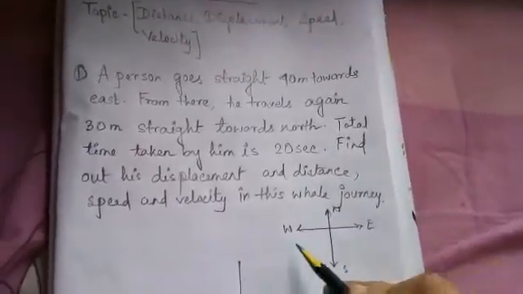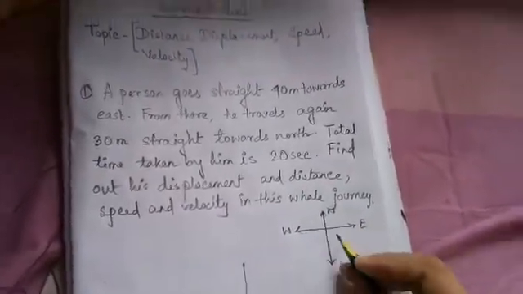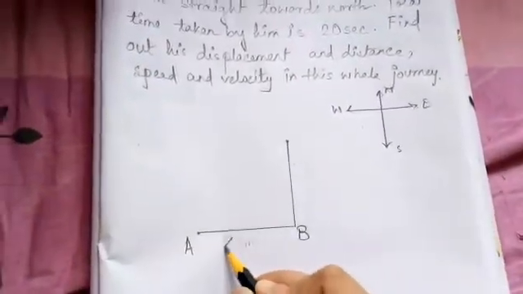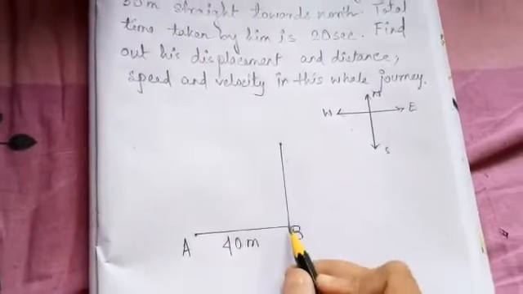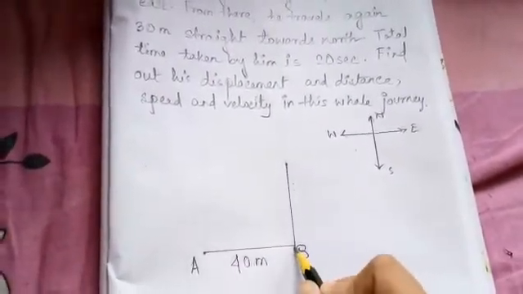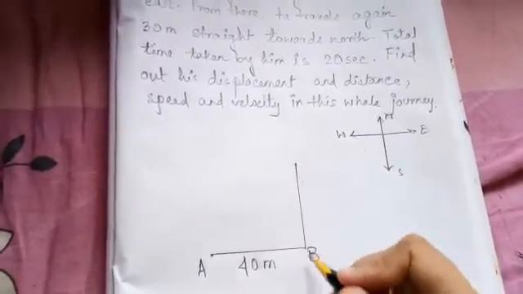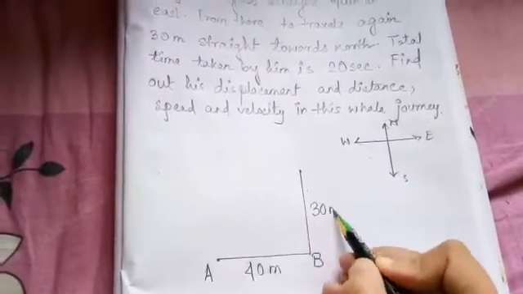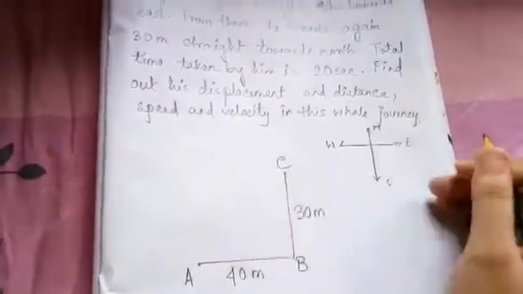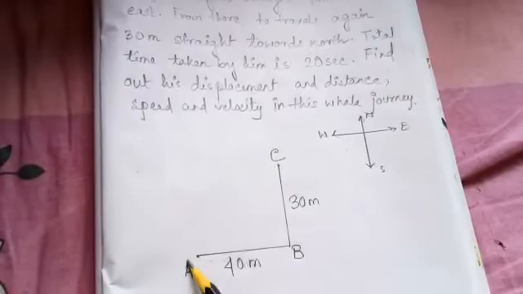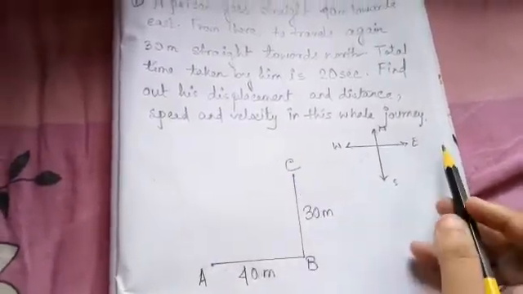Okay, so already you know this direction: north, south, east and west. So suppose a person starts from point A and he goes first 40 meter towards east. So east is this direction, so first he goes 40 meter towards east, okay, and reaches at point B. Then again from point B he travels 30 meter straight towards north. So north is this direction, 30 meter, and suppose he reaches to point C. Now what I have understood from here, A is the starting point, C is the ending point of his journey.